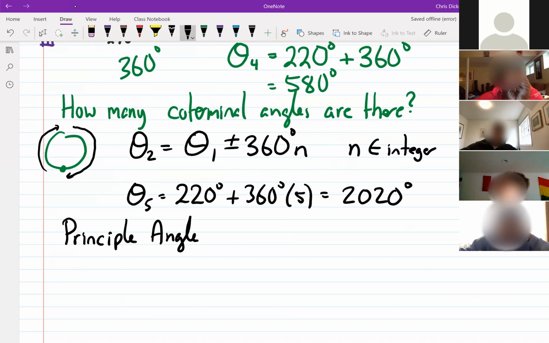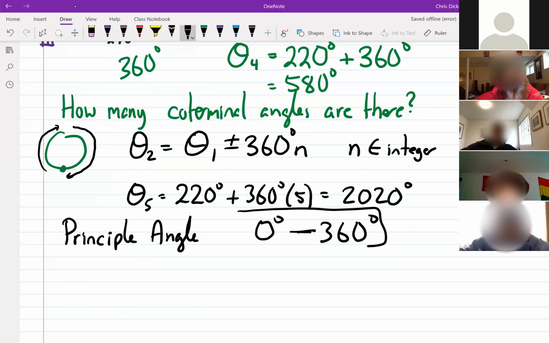And so the principal angle is basically, of all the coterminal angles you can come up with, the angle that's between 0 and 360 degrees. And that's usually what I encourage most students to do to find out critical things like the reference angle. So let's give you an example of that.